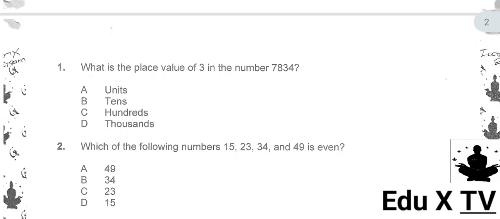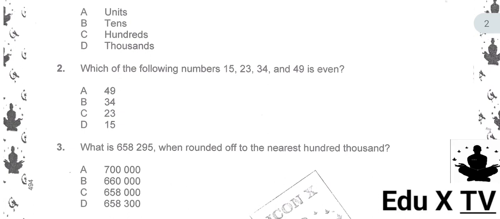Number 1. What is the place value of 3 in number 7,834? The answer is B. Number 2. Which of the following numbers 15, 23, 34 and 49 is even? The answer is B.